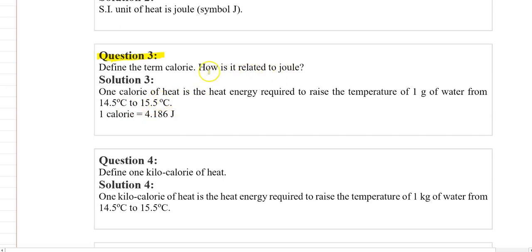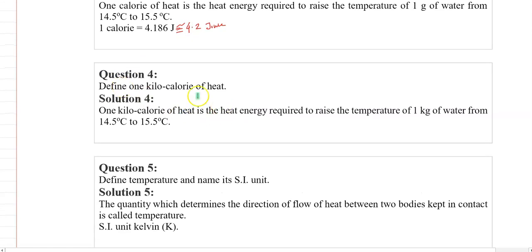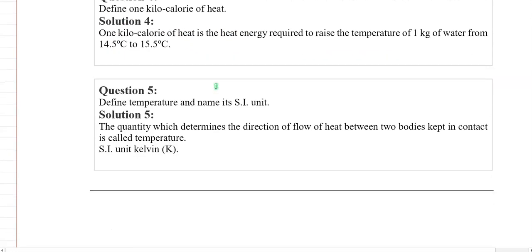And we know the relation between calorie and joule: 1 calorie equals 4.186, or about 4.2 joule. Next, define kilocalorie. Kilocalorie means 1000 calorie, as we know.